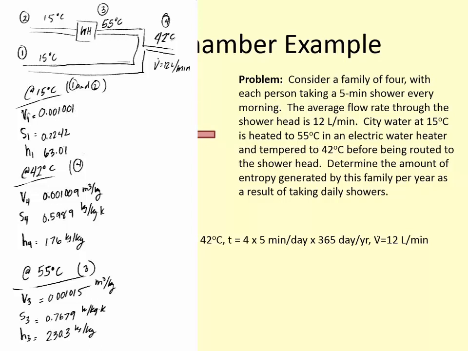Now we need to look at property values at 55 degrees C, and we find V3 is 0.001015 meters cubed per kilogram. S3, 0.7679 kilojoules per kilogram Kelvin. And H3 is 230.3 kilojoules per kilogram. Okay, so we have our time interval, we have all of our property values at each of the 3 different states. We can now set to solving this problem.